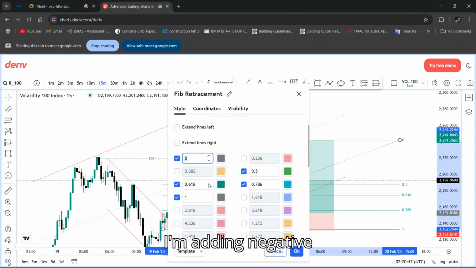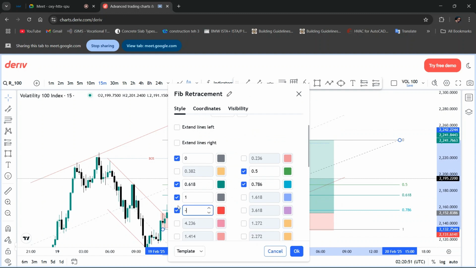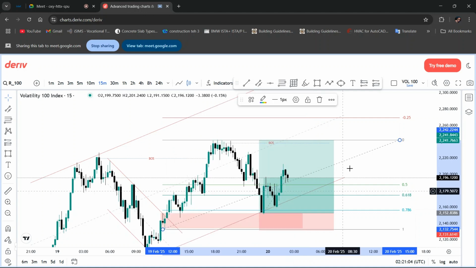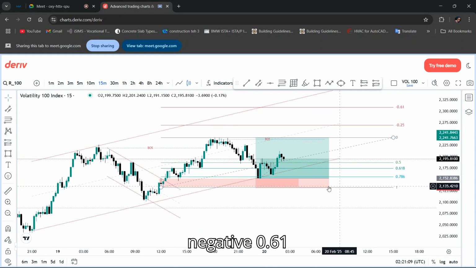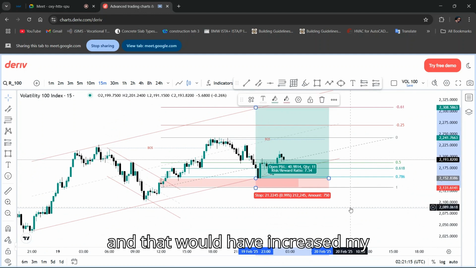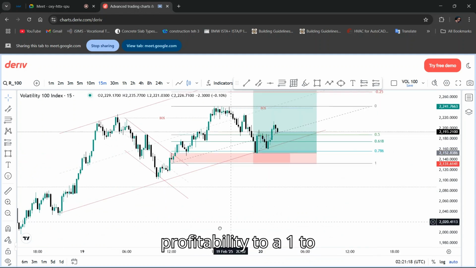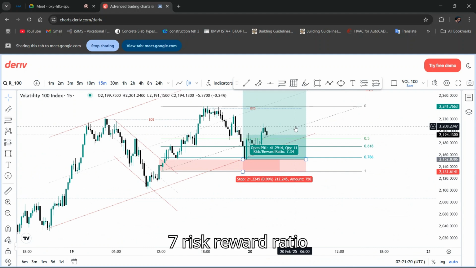I'm adding negative 0.25, negative 0.61. So I would be aiming for negative 0.61, and that would have increased my profitability to a 1 to 7 risk reward ratio.